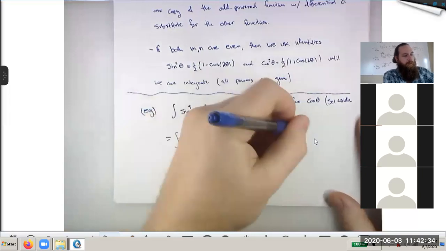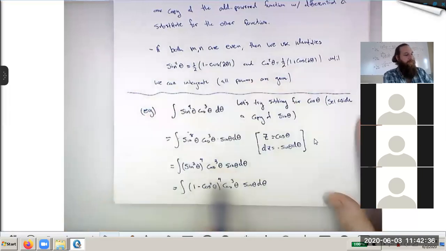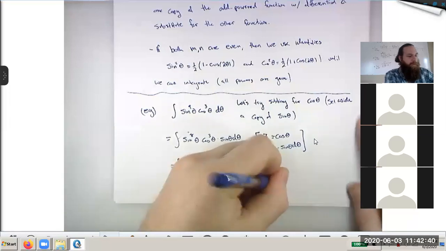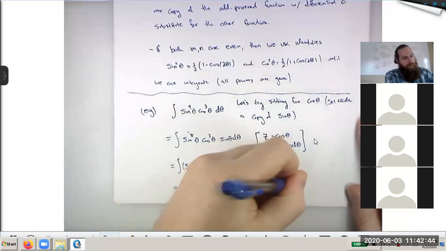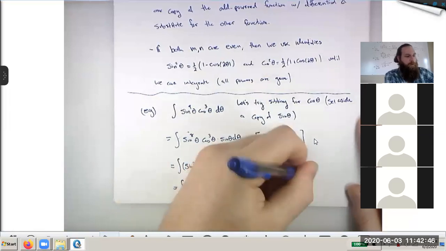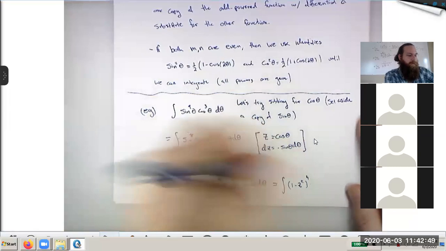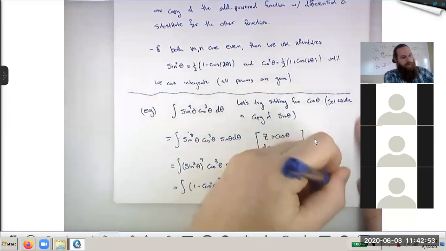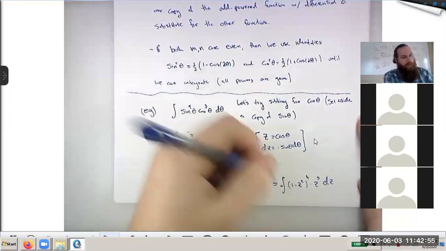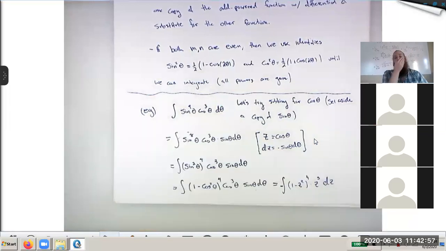So I can't do this substitution until I've just got a bunch of cosine stuff and then sine theta d theta there. So under that substitution, this integral would become the integral of (1 minus z squared) all to the 4 times z cubed times negative dz. So I'll bring the negative out front there like that. Does everybody see how we get to this integral at the end?